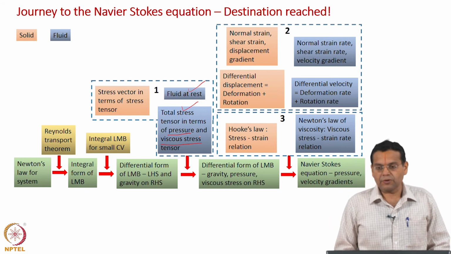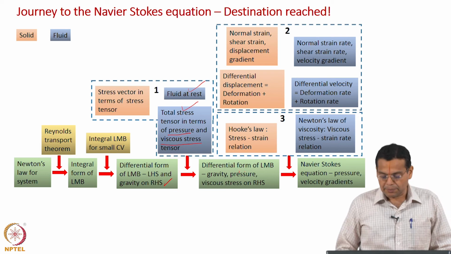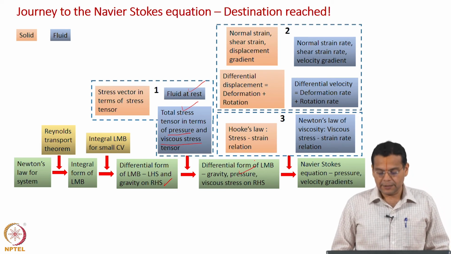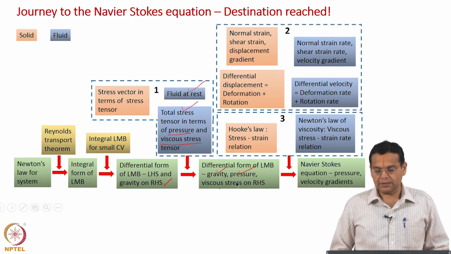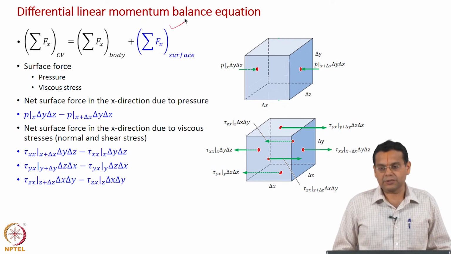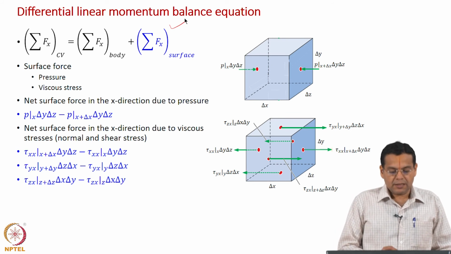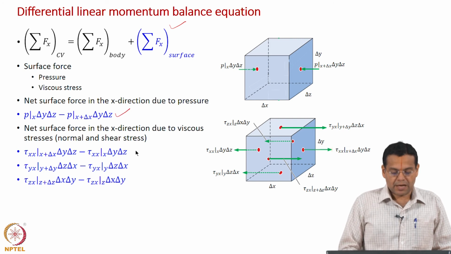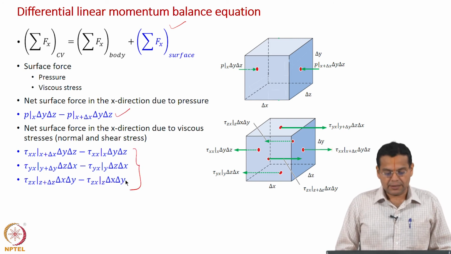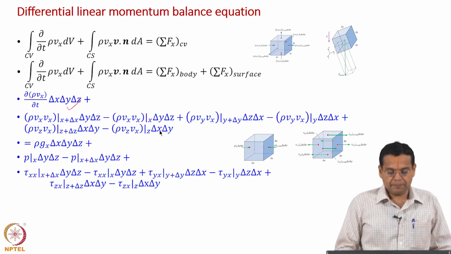Having understood the surface forces, we substituted here and then completed the differential form of linear momentum balance. Gravity was already discussed. We included pressure and viscous stress on the right hand side a few slides from there. So, now our attention was on the surface forces. We expressed the surface force for pressure and for the viscous stress, and then we combined with our earlier transient term, convection term and the gravity on the right hand side.